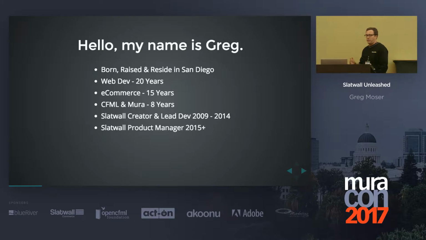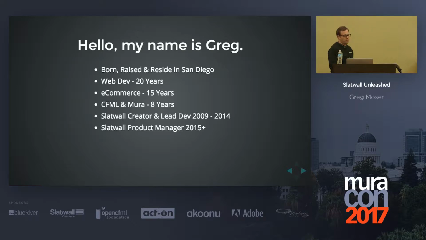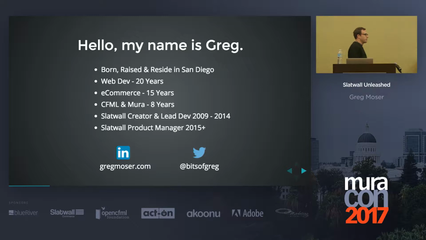And I was the sort of original creator of Slatwall and the lead developer of Slatwall from 2009 through 2014. And then in 2015, I sort of transitioned roles. Now I'm product manager and do a lot of solution architecting for the clients that we work with, getting in and understanding the business and developing technical solutions leveraging Slatwall. I'm a social guy, so if you want to connect with me at any point in time, you can follow me on Twitter or connect with me on LinkedIn. That's how you get there. I used to have a blog. And then I realized writing blog articles is hard. So now it just goes to my LinkedIn profile.